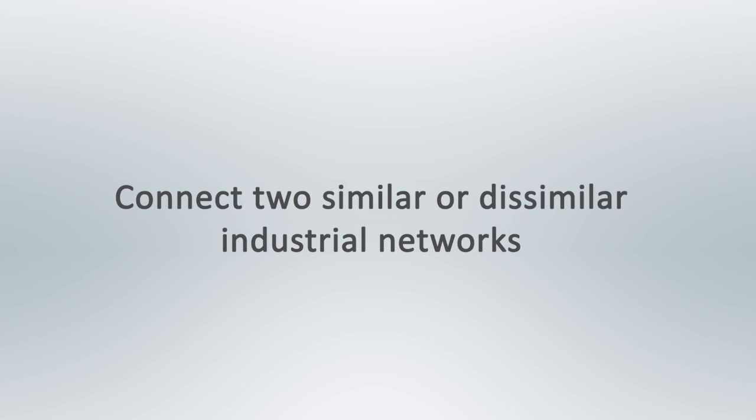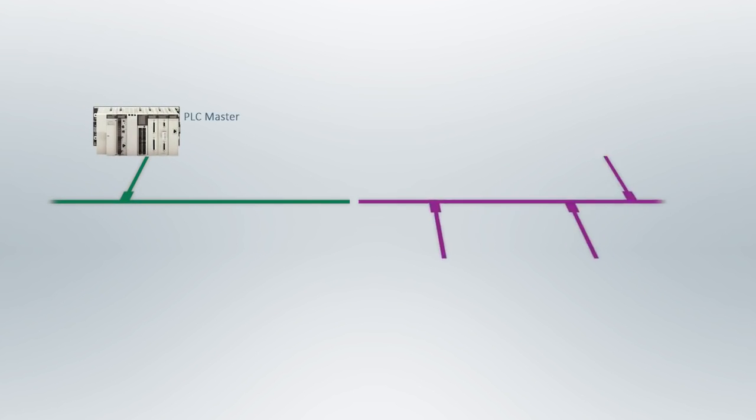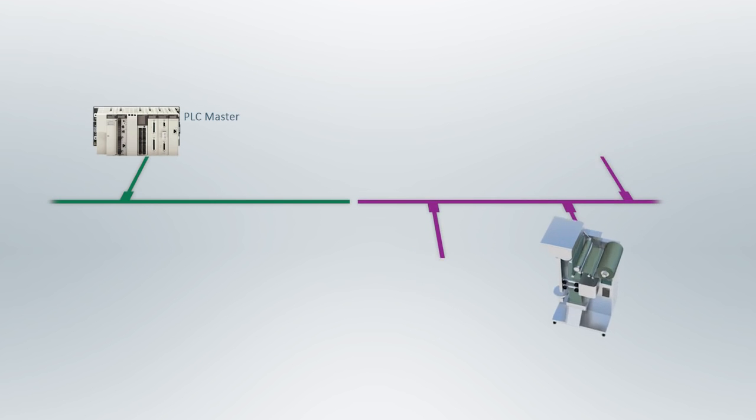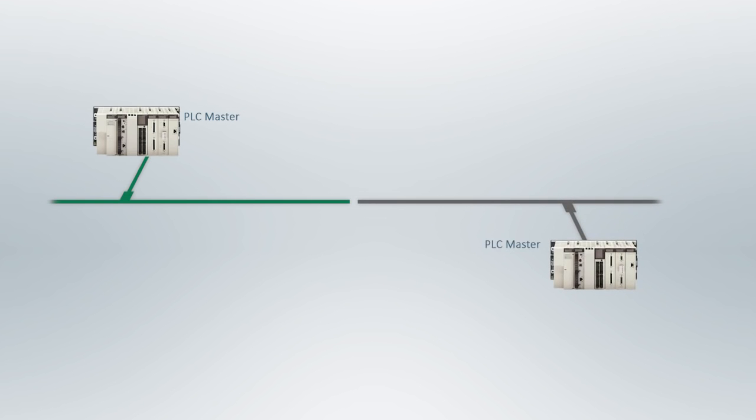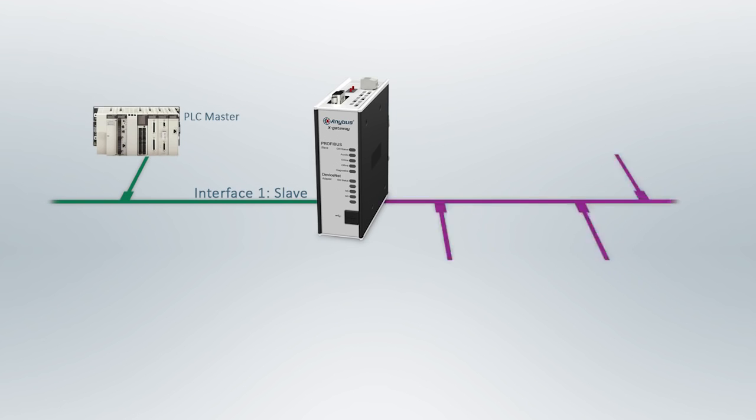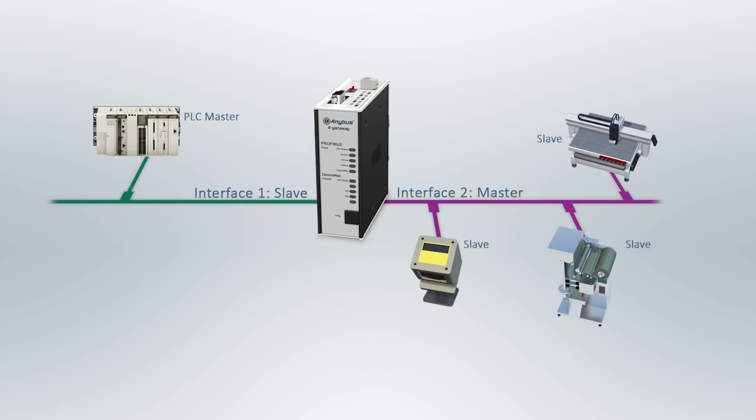If you want to connect two similar or dissimilar industrial networks, you first need to know if your network infrastructure has one PLC master which should communicate to several slaves, or if you have a PLC master on the other network as well. The reason for this is that if you have two PLCs, the gateway will be slave on both sides. If you only have one PLC, the gateway will be slave to the PLC and act as a master to the slaves on the subnetwork. Confusing? Well, let's have a look at some examples to explain this further.